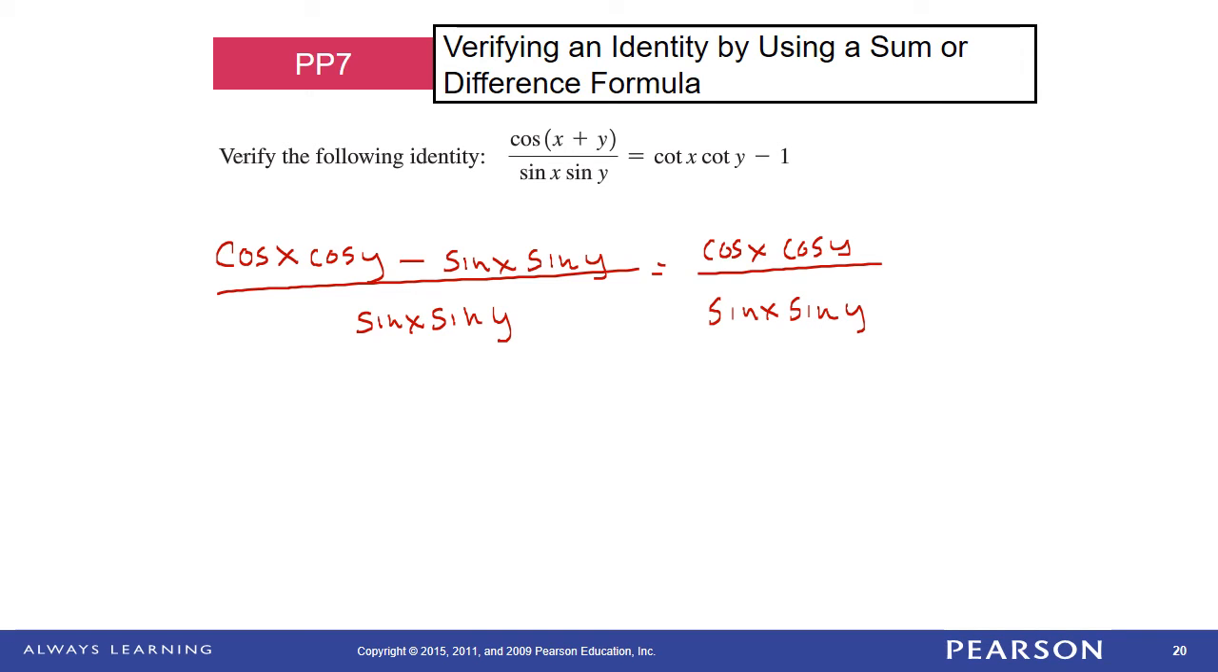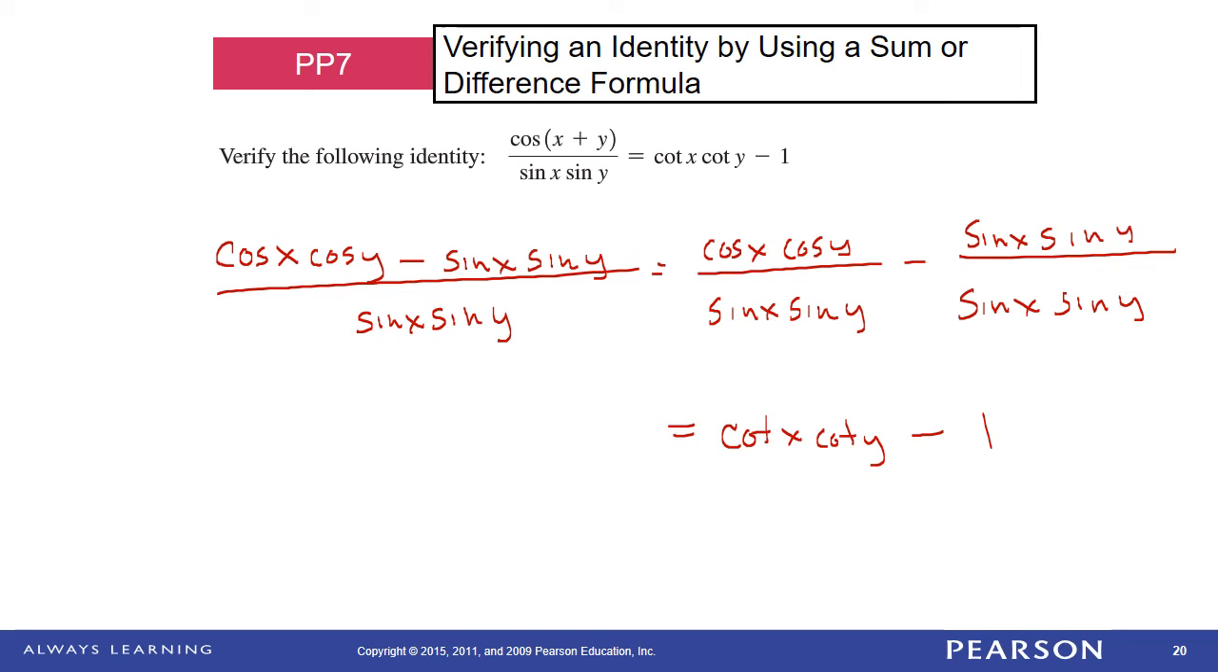So the first part is cosine x times cosine y over sine x sine y, minus, and then on that side we have the same exact form over itself. Cosine over sine, that really is cotangent. So this really becomes cotangent of x times cotangent of y minus 1. And there it is. We've just proved that weird identity, but it is an identity.